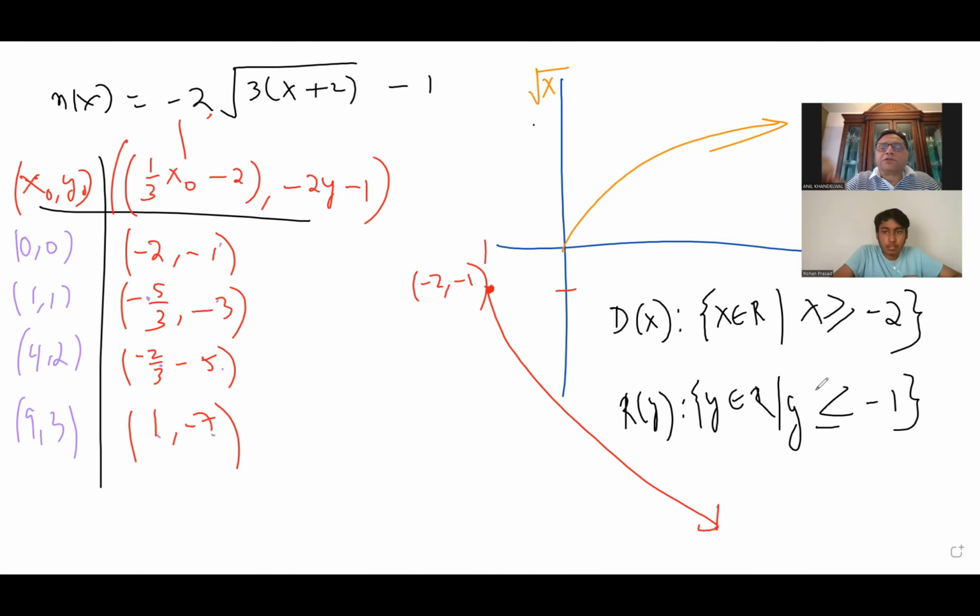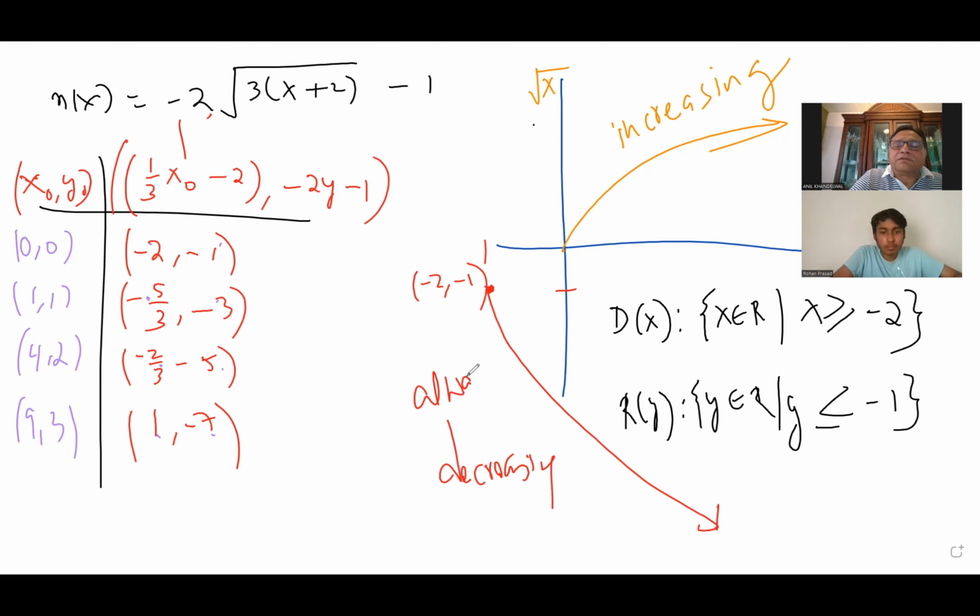You see this original graph is always increasing, right? Yes, sir. But because of this minus, this graph is always decreasing. So there is one major change: it gets reflected and vertically stretched. For the end behavior, if x goes to infinity, y goes to negative infinity. But for the original, if x goes to infinity, y goes to infinity. So end behavior changes, right?